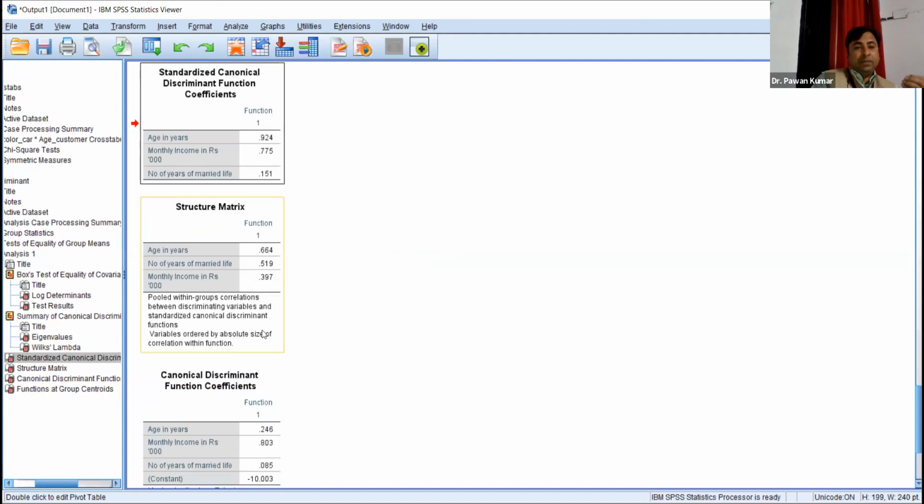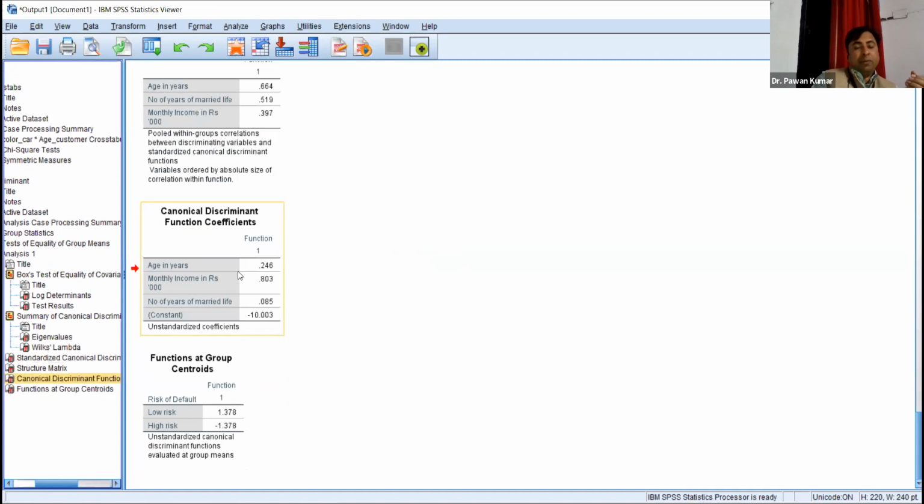And then you will report the canonical discriminant function, where you will report the coefficients. Like this is the coefficient of age 0.246, this is the coefficient of income 0.803, and this is the coefficient of number of years of marriage 0.085, and this is the constant. So you derive a discriminant function, okay, which I have told you. You can go through the equation also.